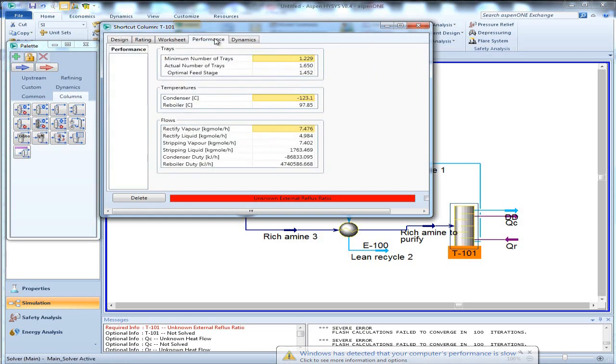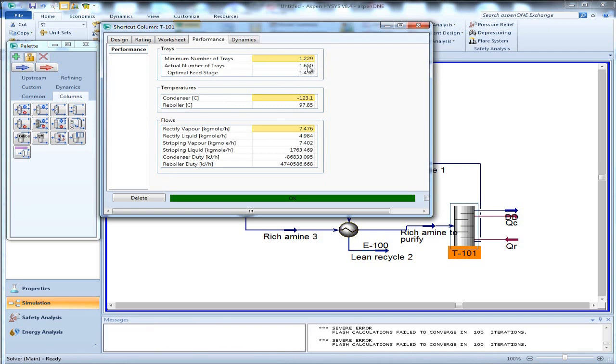Now you can see how many trays are required in this case. So about two or three stages, not very many, because it's quite simple to fractionate the system.